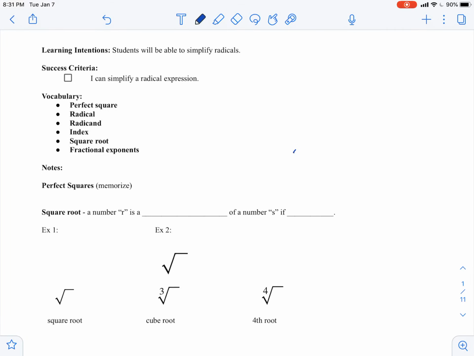Hello and welcome to today's video. We're going to be talking about simplifying square roots. That is our success criteria.